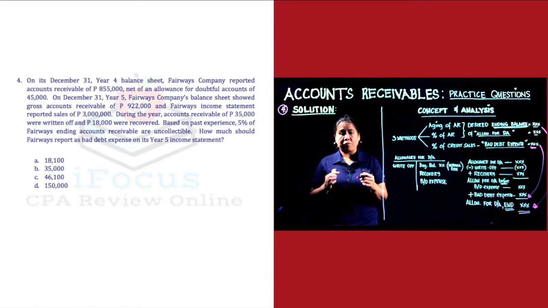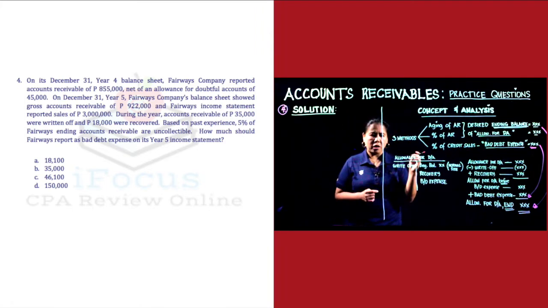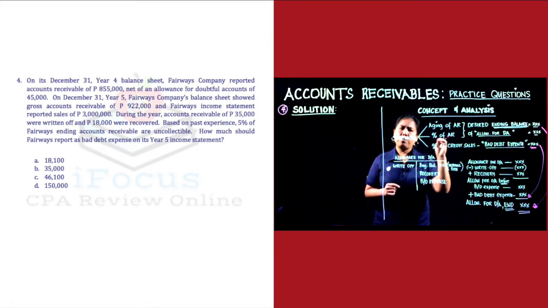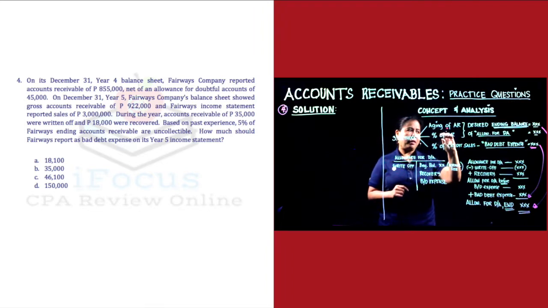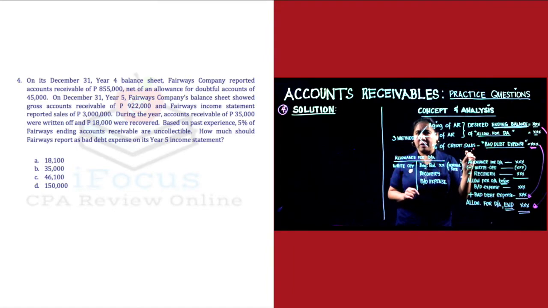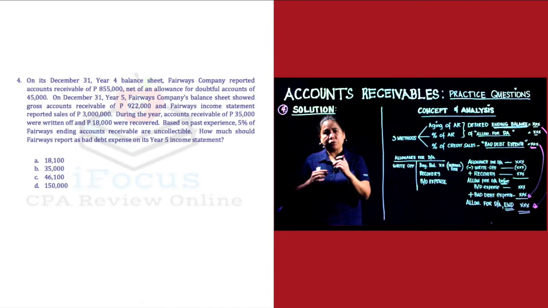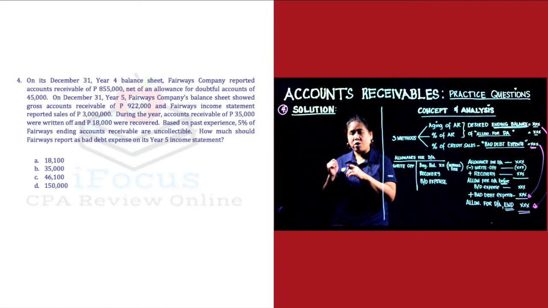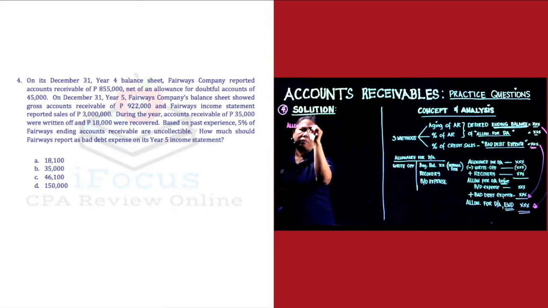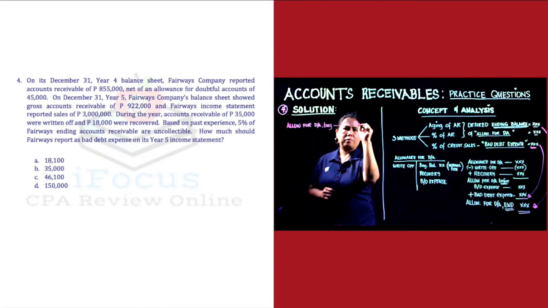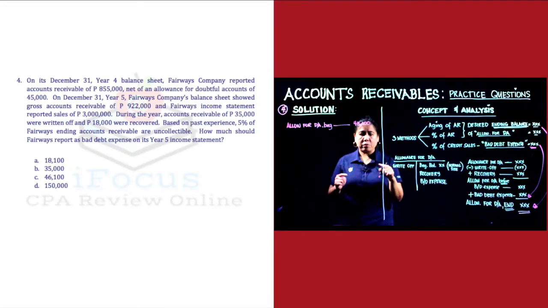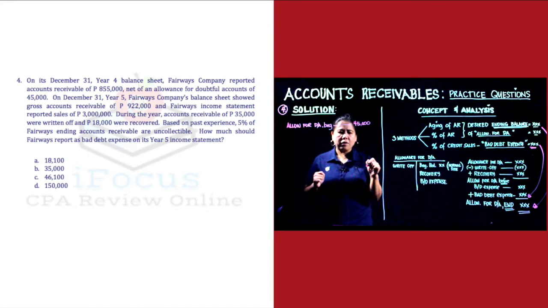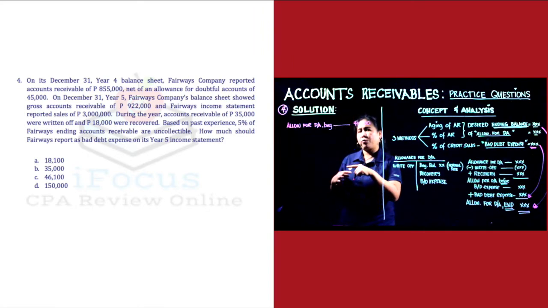So, anong ginagamit ni Fairway Company? Ang ginagamit niya method is the percentage of accounts receivable. So remember, kapag ito ang gagamitin natin, yung amount na makukuha natin, yan ang desired ending balance natin. To solve these problems, we are going to start with the beginning balance of our allowance for doubtful accounts. Alright? Amounting to 45,000, alright? Nandyan sa net of allowance for doubtful accounts of 45,000.